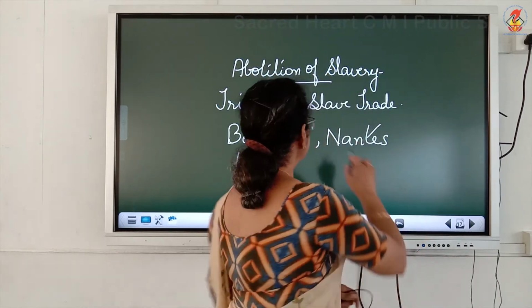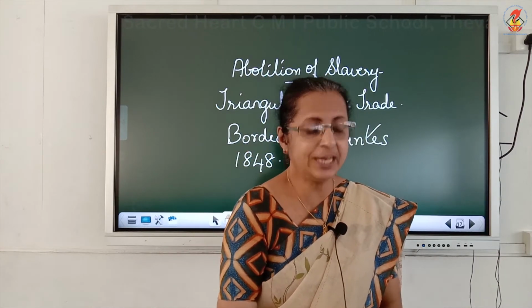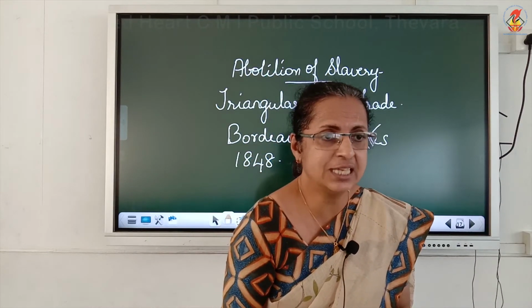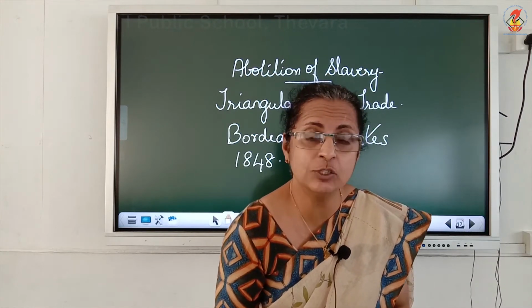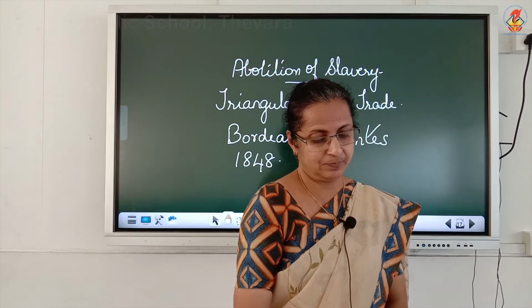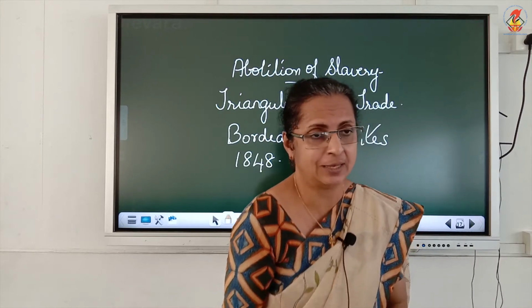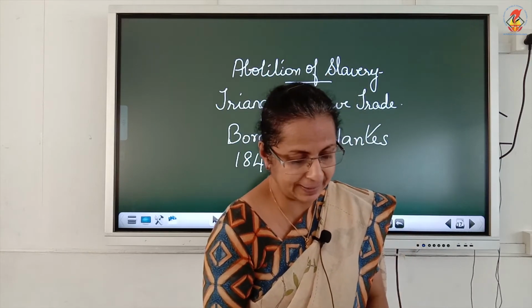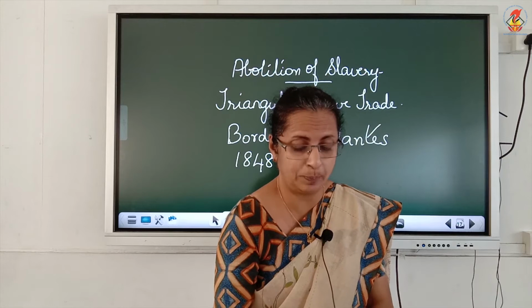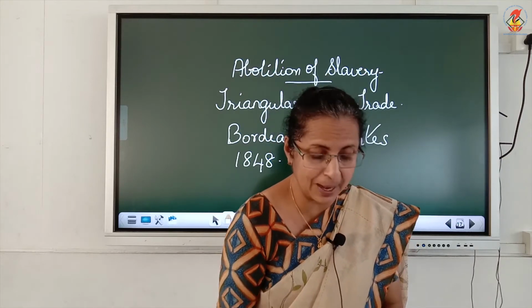The triangular slave trade system began in the 17th century when French merchants sailed to African coasts and bought slaves from the local chiefs. And these people were shipped to the Caribbean islands across the Atlantic, where they were sold to plantations who used them to meet the growing demands for laborers.